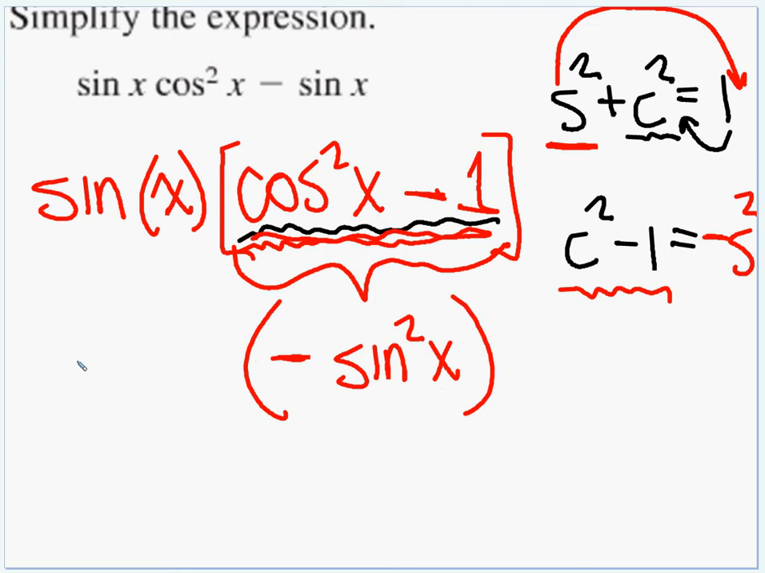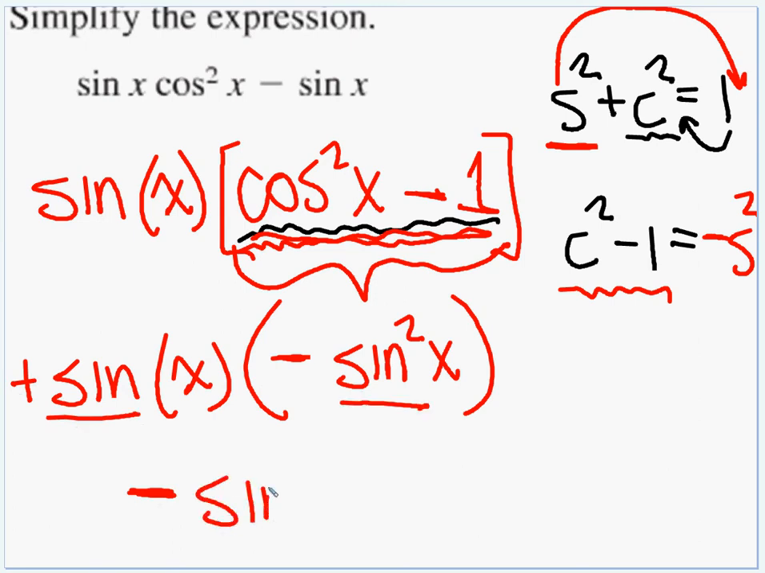And we have out here this sine x. Now that's not sine x minus sine squared. We are multiplying. So let's do negative times positive is negative. Sine x times sine squared is sine cubed. Sine cubed x. Now it's fully simplified.